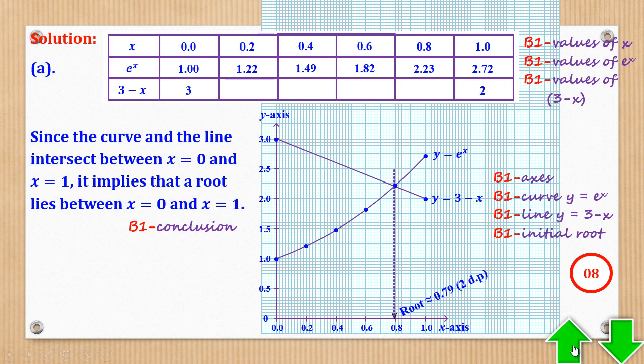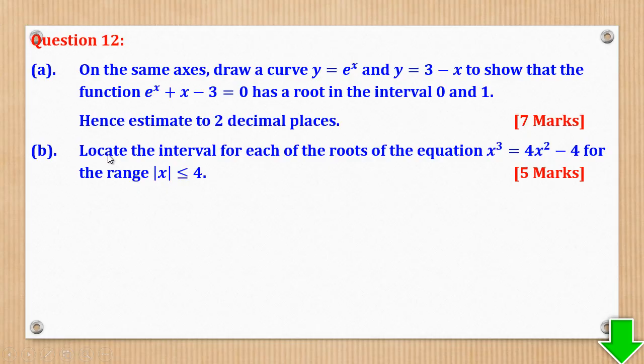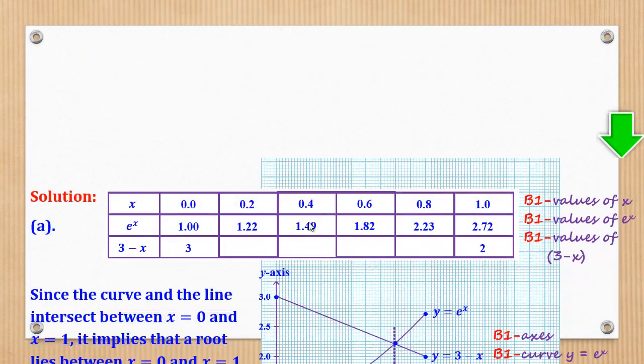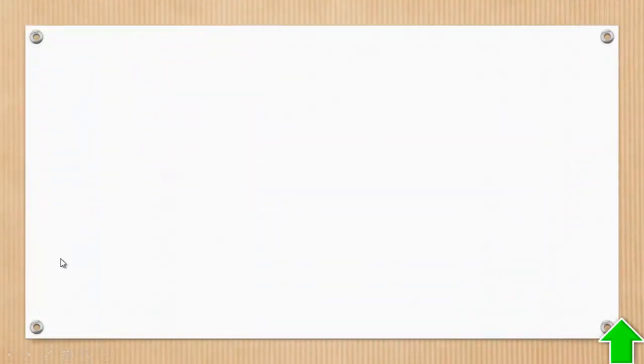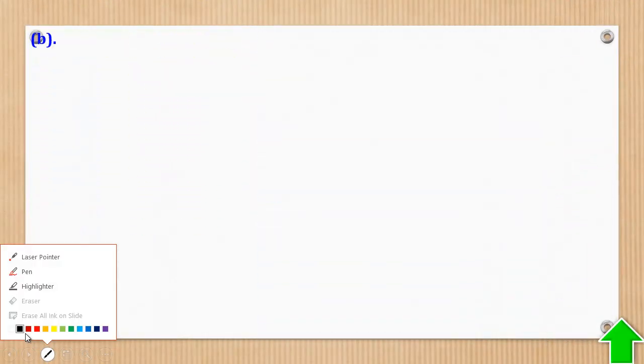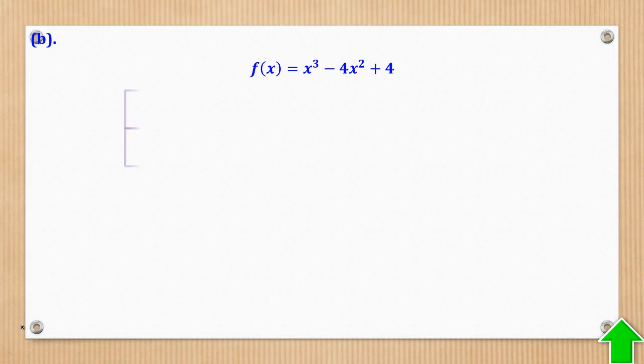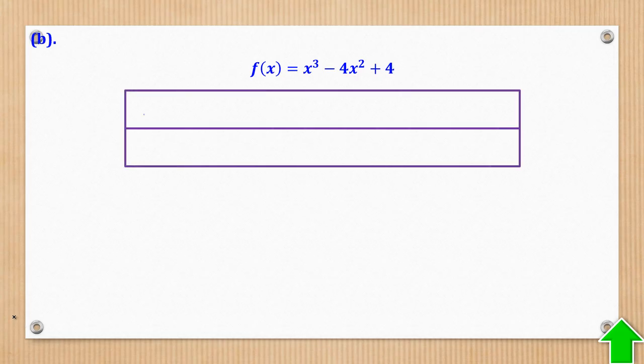Then for part B, they said locate the interval for each of the roots of the equation this for the range this. So the range of magnitude of x less than or equal to 4 means from -4 to 4 inclusive. So you come and tabulate. f(x) is that. So at -4, f(x) is that.